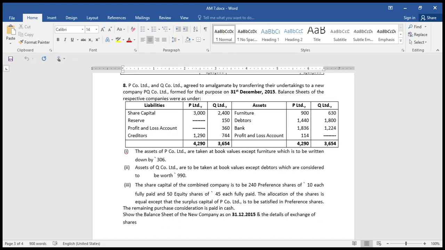For the two companies, the combined capital preference share capital will be 240. For both the companies they will issue 240 preference shares and they will issue 50 equity shares.